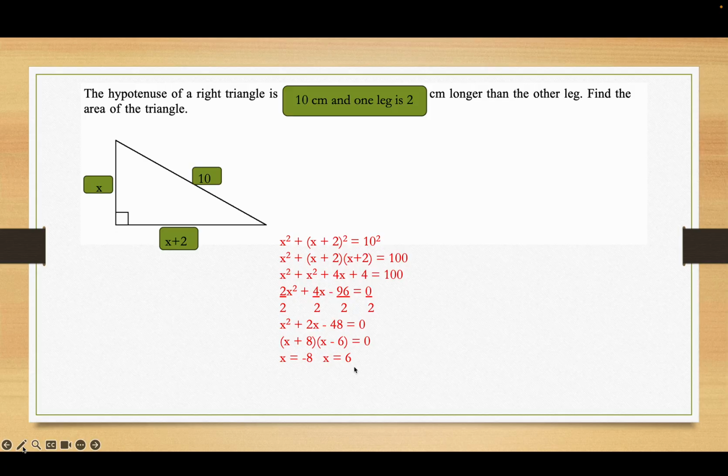I feel comfortable, a little bit hesitant, but generally comfortable, not showing you the work for that. I think you can follow along. I reject the negative 8 because you cannot have a negative length. Seen that before? So x is 6. That makes the length of the legs 6 and 8, right? Because the other one's 6 plus 2. And the area then of the triangle is a half the base times height, which is half of 6 times 8, which is 24 square centimeters.